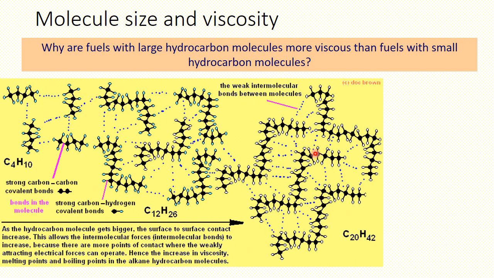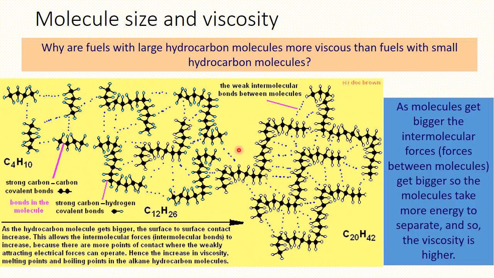If they're much stronger, we have to add them all together, and so it takes more energy to break them apart, and so these liquids will be more viscous, they'll be harder to pour. So as molecules get bigger, the intermolecular forces get bigger, so it takes more energy to separate the molecules, and so we can say that the viscosity is higher. This also explains the trend in boiling point and the trend in flammability as well.